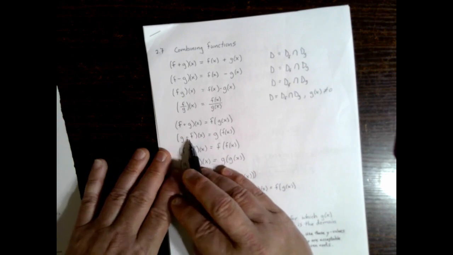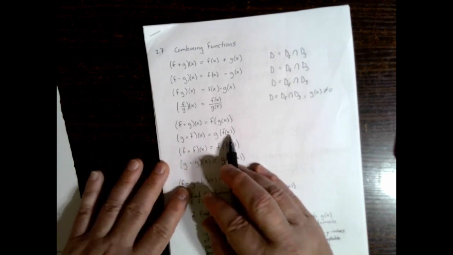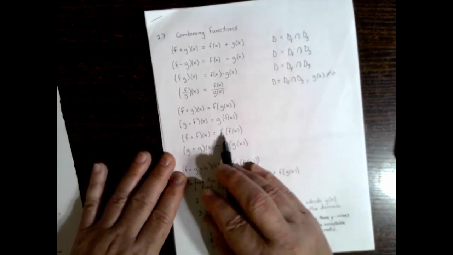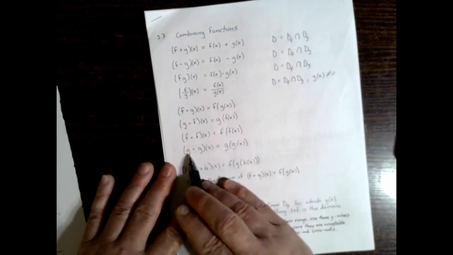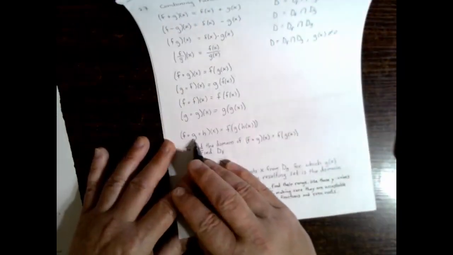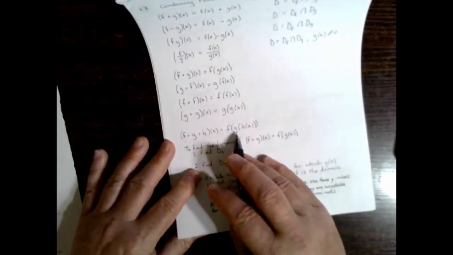Alright, so then you got g circle f, which is g of f. F circle f is f of f. And g circle g is g of g. Now you'll see the hardest ones are even f circle g circle h, which is f of g of h.